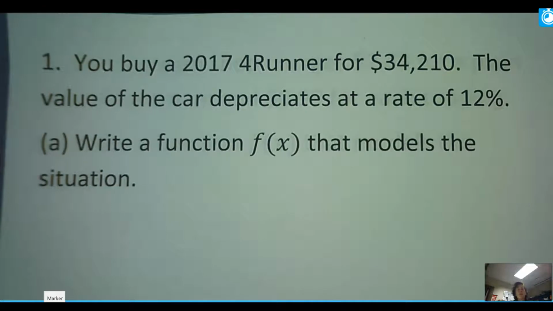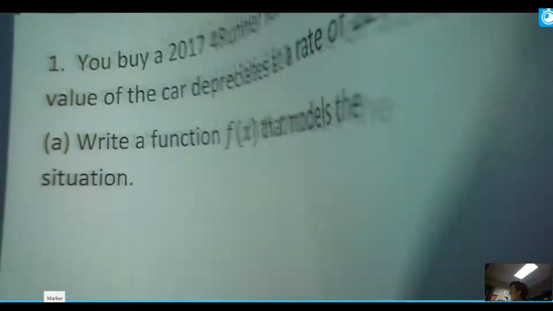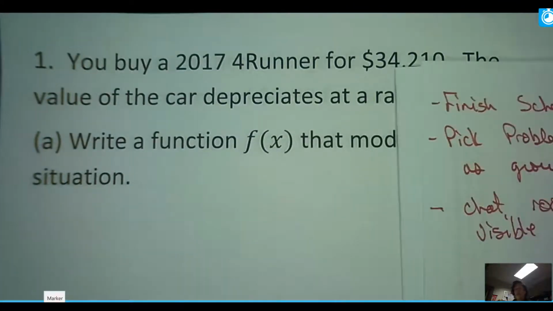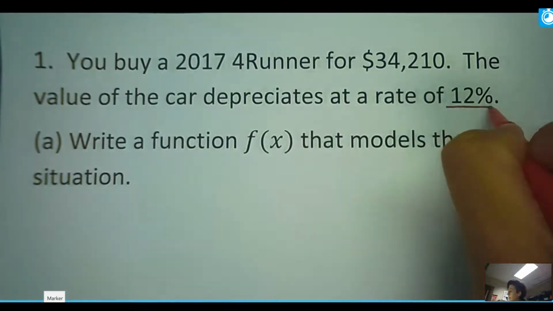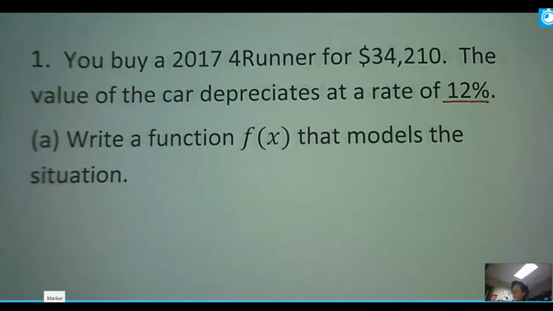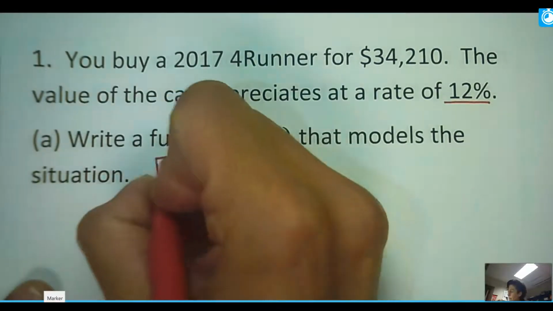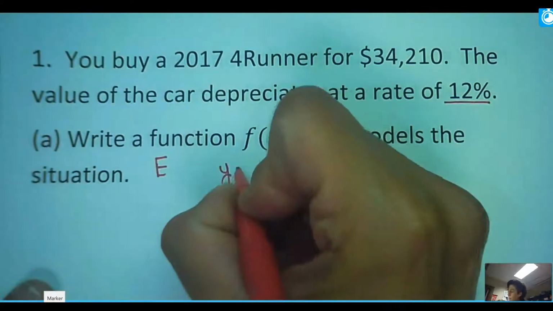So our first question is, we're buying a 2017 4Runner, and you've got the price, and the value of the car depreciates at a rate of 12%. So we're going to write a function, f of x, that models the situation. First we have to figure out, as we did last week, is it linear or is it exponential? The one thing that stands out, since it's a percentage, is that this will be exponential, and we will be using this format.